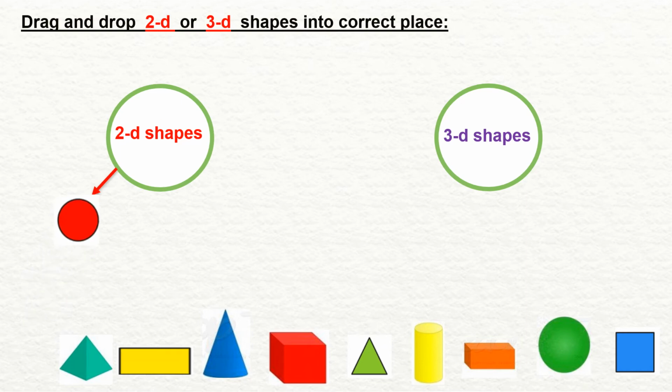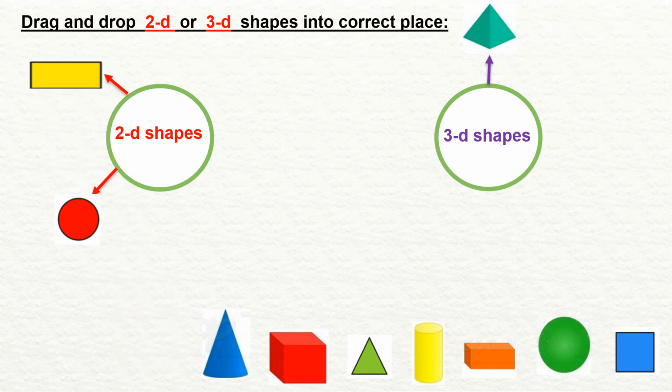The next shape is, do you know the name? Correct. It's square-based pyramid. It has 3 dimensions. 3 like what? Like 3D shapes. The next shape, it's a rectangle. It has 2 dimensions. So it's 2D shape.